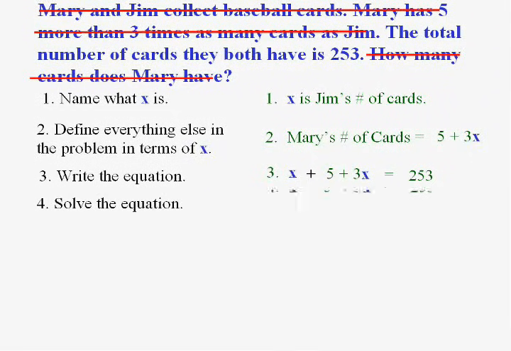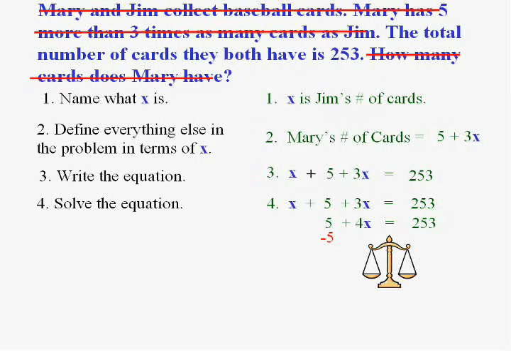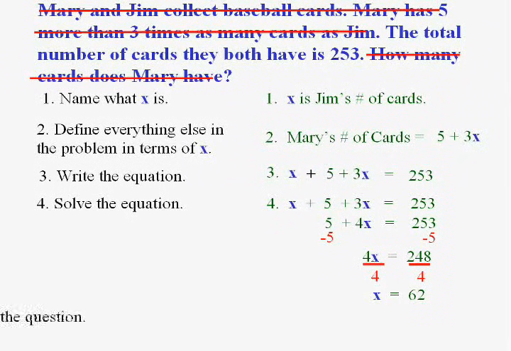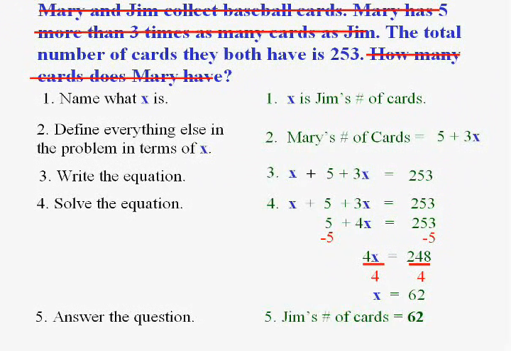I'm going to combine the 1x and the 3x and get 4x. And then we'll get that x alone by first subtracting 5 from both sides and then dividing by 4 on both sides. Note here that we're lining up the equal signs very nicely. And x is 62. Now here's where it's very important to answer what they asked, because 62 is not the correct answer. 62, don't get all happy, 62 is Jim's cards.